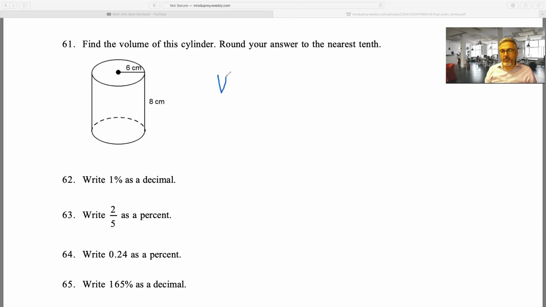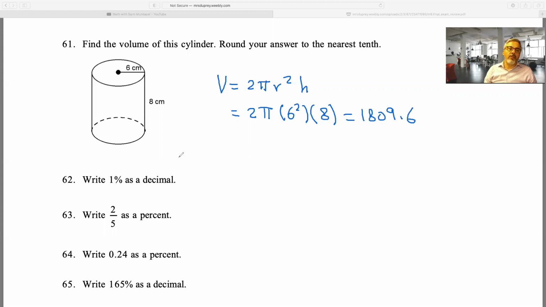The volume of a cylinder, V equals pi r squared h, which means pi times the radius squared, which is 6 squared, times h, which is 8. And that's a straight plug into your calculator. So 2 times pi times 6 squared times 8, and that gives you 1,809 to the nearest 10. So you round off the 5 to a 6 because it's 0.55, and that's cubic units. We don't know what units they're using.